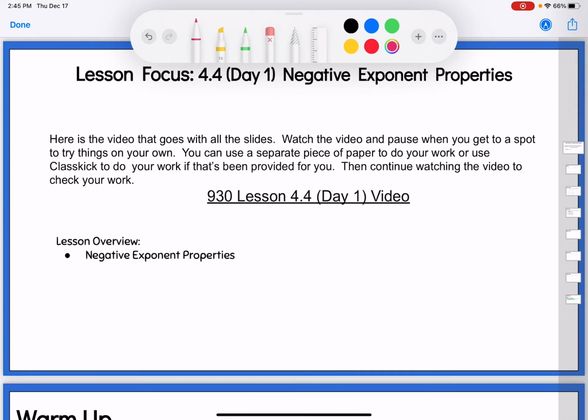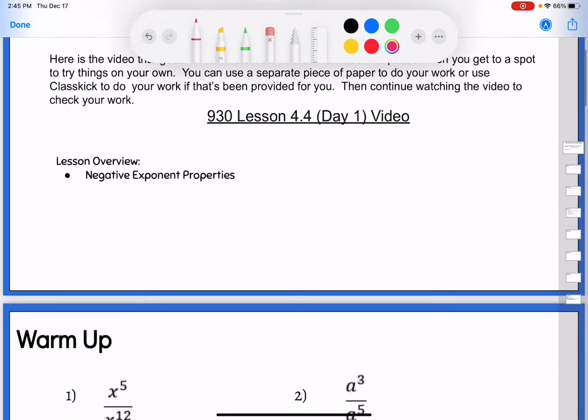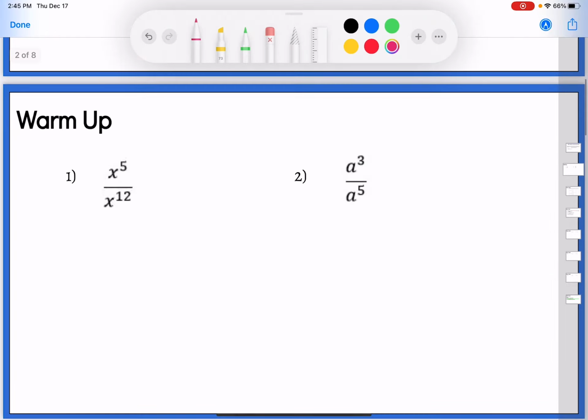Now, this can get a little bit tricky and it can get complicated when you put everything together. So we're going to spend 2 days really focusing on these negative exponents to try and ease you into it a little bit. Okay, so just as a warm-up, let's just remember back to some of our other exponent properties. Pause your videos now and see if you can do these too.